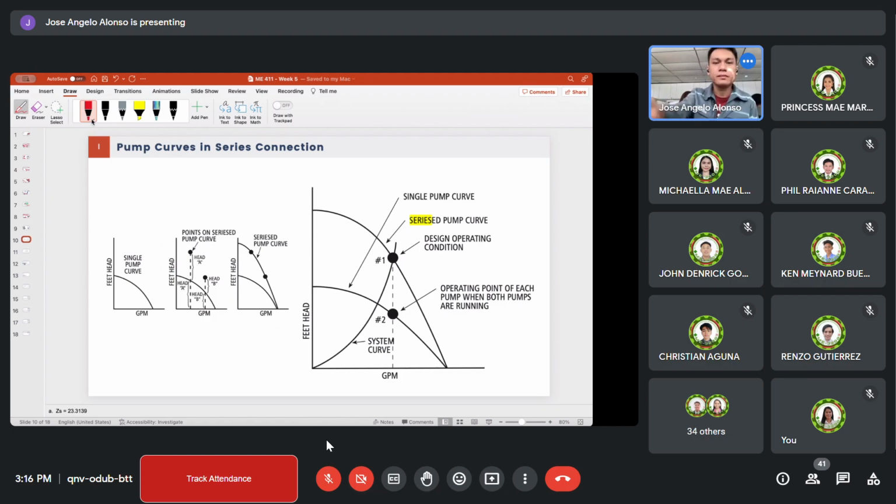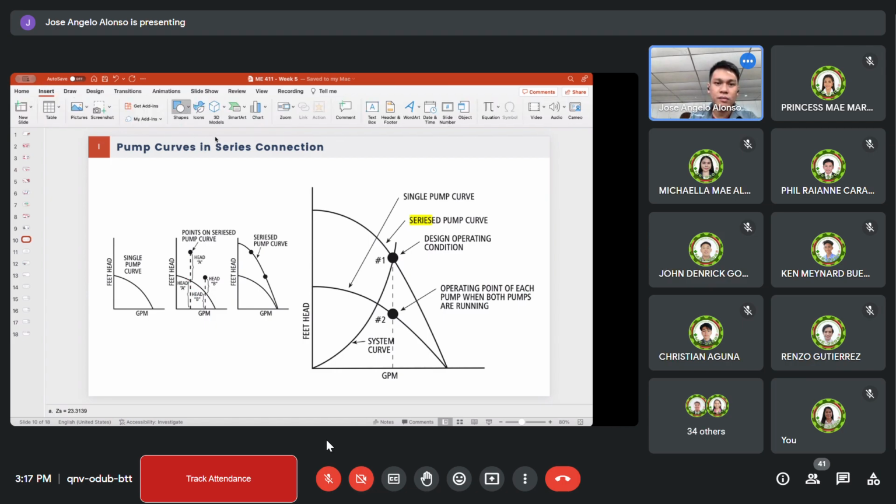So, paano ba tayo mag-plot ng series connection? First, let's identify muna, or let's plot yung tinatawag na single curve lang. Then, kapag yung pump natin is in series connection, ang objective natin dito is to increase the total head, tama?